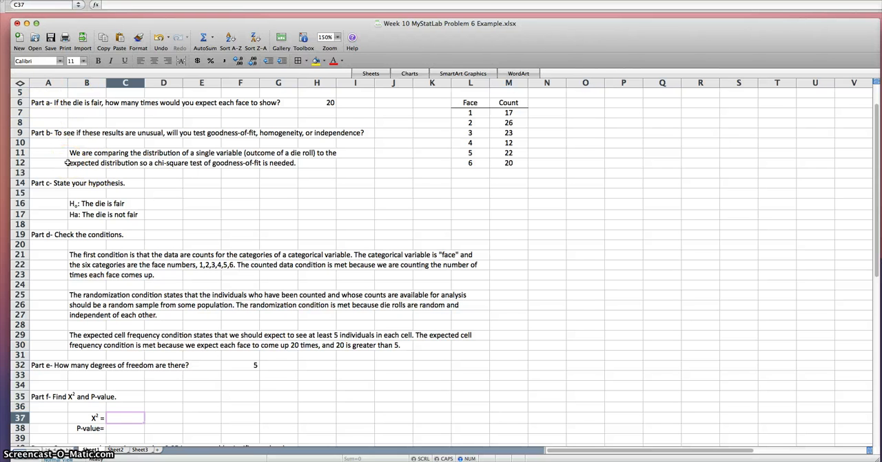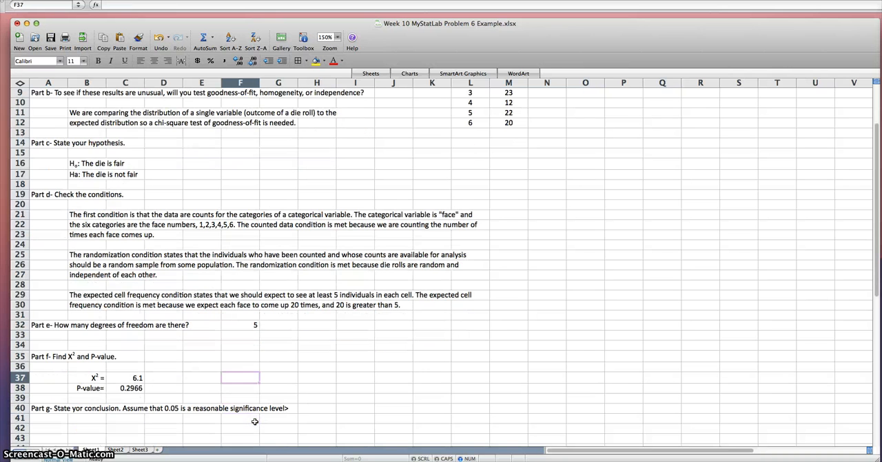And our chi-square value is 6.1. And our p-value was 0.2966. So there we go. StatCrunch did that really easily for us. So there's our chi-square and p-value. That leads us right down to the bottom, the last number.